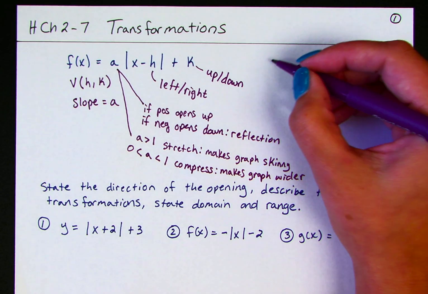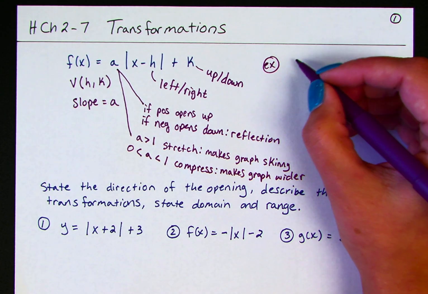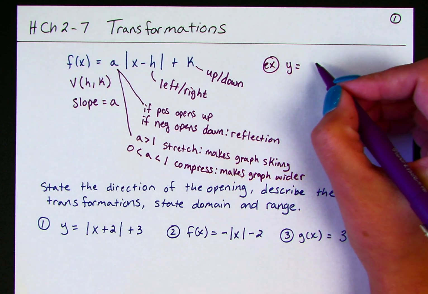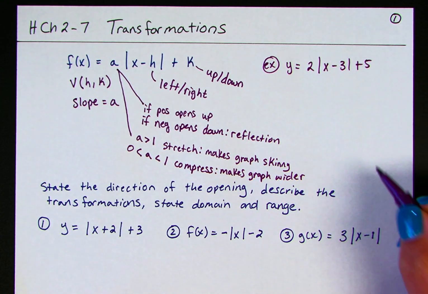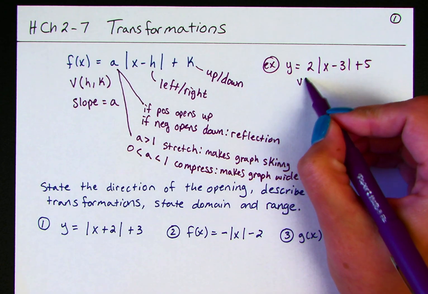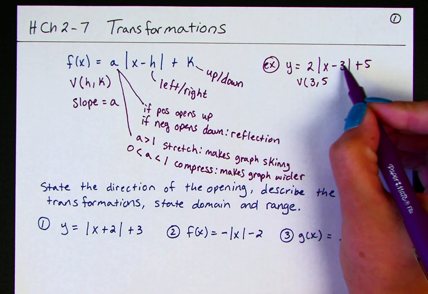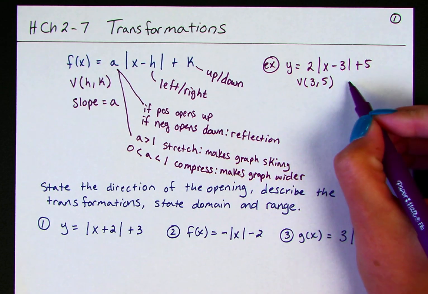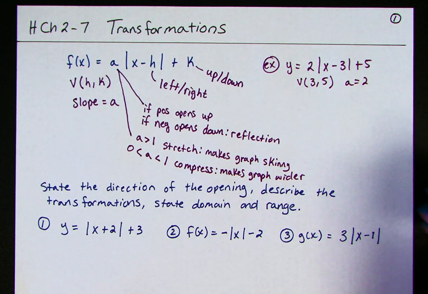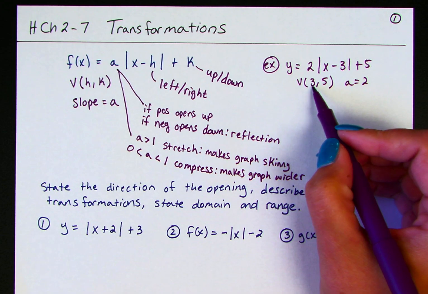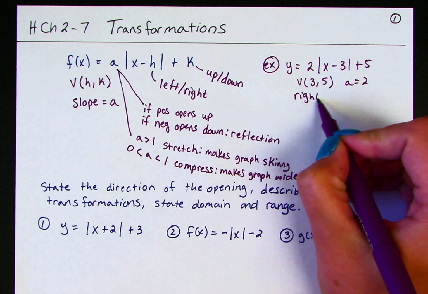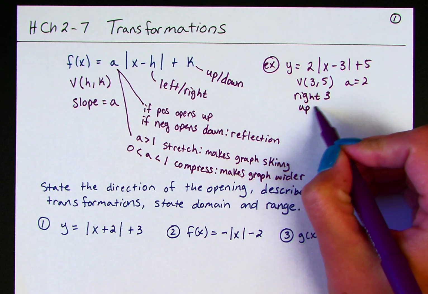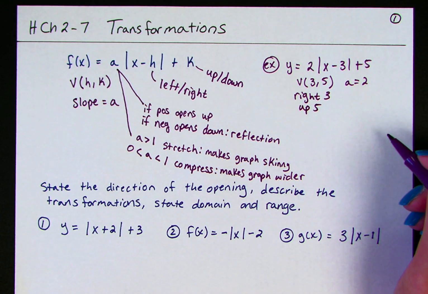All right, so let's just say we had the example y equals 2 absolute value of x minus 3 plus 5. If I just figure out my vertex, the vertex would be 3, 5, so still the opposite of whatever's inside, and then my slope is 2. For my transformations, I'm going to describe how I would move my pencil to graph this. So I have to go to the right 3 and then up 5. Those are 2 of my transformations.